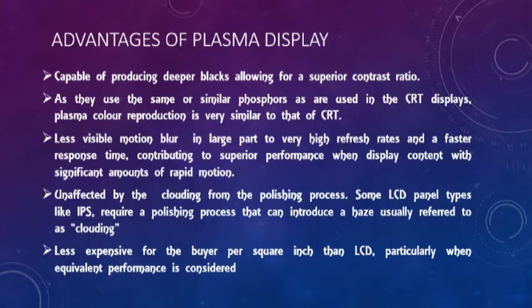Less visible motion blur, in large part due to very high refresh rates and faster response time, contributing to superior performance when displaying content with a significant amount of rapid motion, unaffected by the clouding from the polishing process. Some LCD panel types like IPS require a polishing process that can introduce what is referred to as clouding. Less expensive for the buyers per square inch, particularly when equivalent performance is considered.